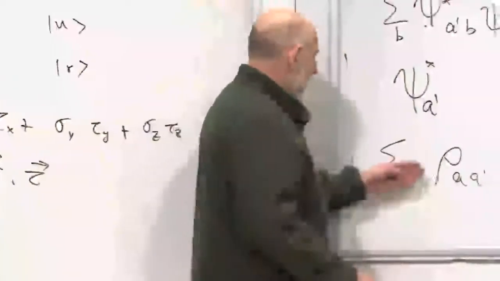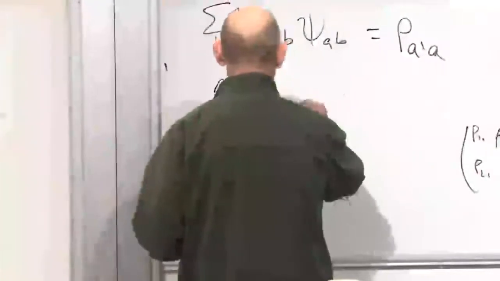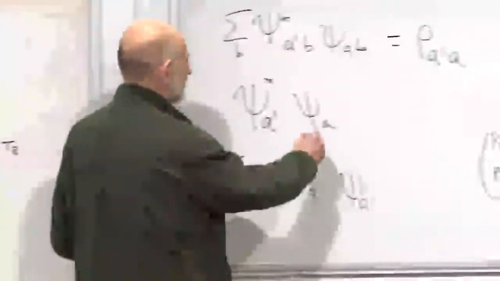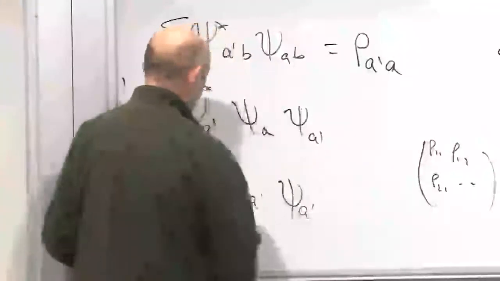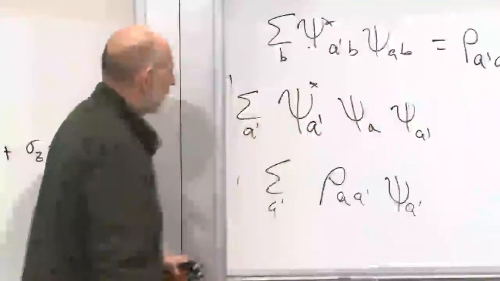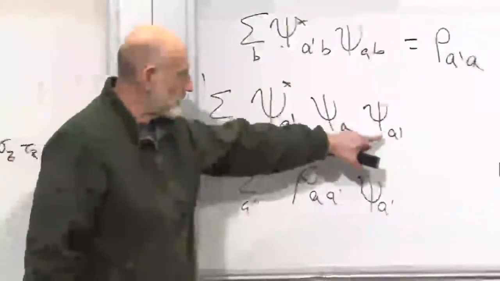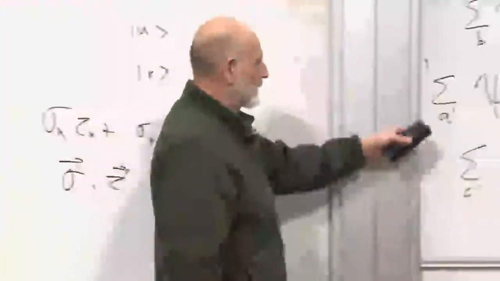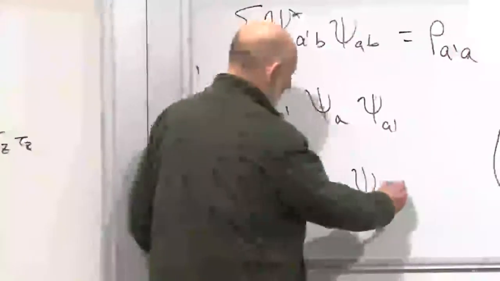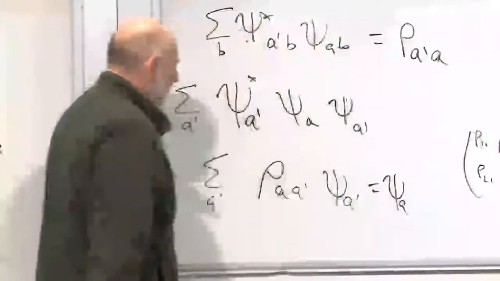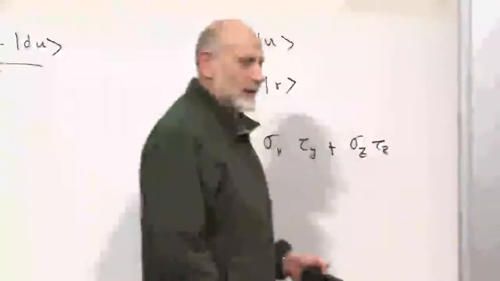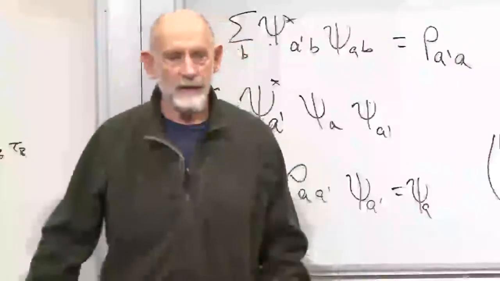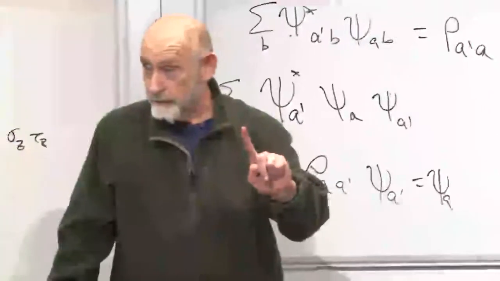Okay, so let's do it. Here's rho. Now let's multiply it by psi of A prime, and now let's sum over A prime. What do we get? Psi star of A prime times psi of A prime summed over A prime is 1, right? So it all comes out to just be psi. What does that tell you about eigenvectors and eigenvalues of the density matrix? It tells you that the original wave function is an eigenvector of the density matrix with eigenvalue plus 1.